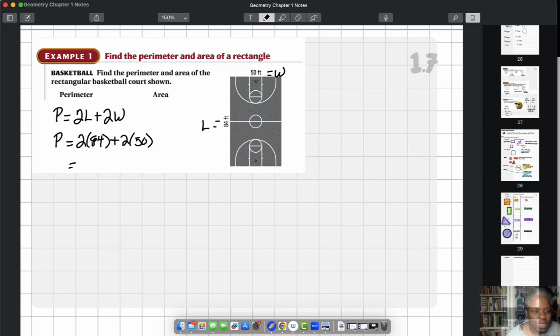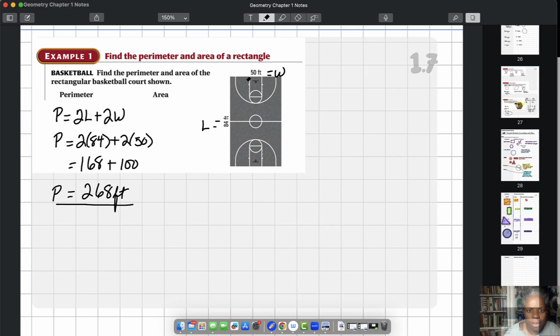When I calculate 2 times 84, I get 168. When I calculate 2 times 50, I get 100. Therefore, the perimeter is equal to the sum of those two, which is 268. And now we need to consider the units. If we're talking about feet as the length and width, we need to add feet here for our final answer. The perimeter is 268 feet.